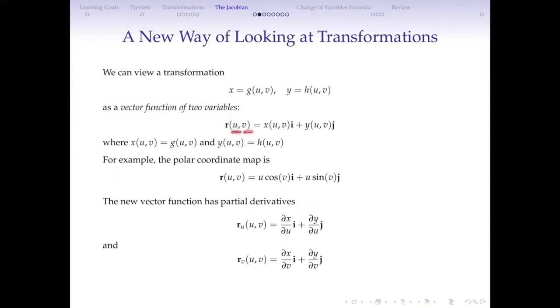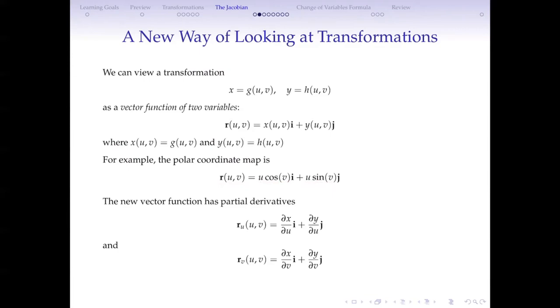So the input is the two variables u and v, but the output is a vector whose components are the x of u and v, which is just another name for g of u and v, and y of u and v, which is another name for the function h of u and v. For example, if I wanted to write the polar coordinate map in this new way, the vector function would have components u cosine v for the x and u sine v for the y.